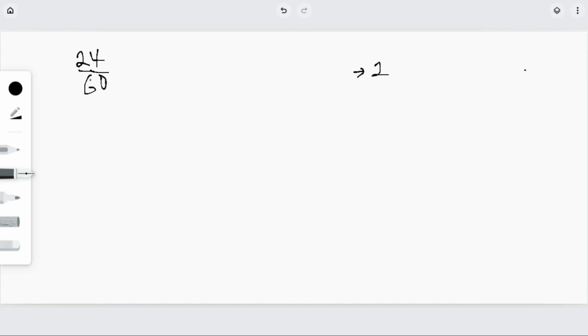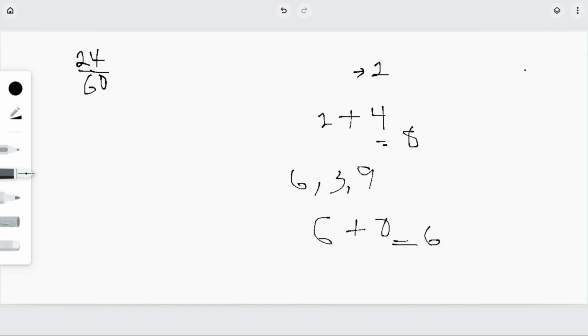But don't worry, let's check for 3. Let's check if 3 can go into 24 and if 3 can go into 60 without remainder. To test for 3, you add the digits: 2 plus 4 is 6. Because we do not get 3, 6, or 9... sorry, 2 plus 4 is 6, so 3 can go into 24. And 3 can go into 60 because 6 plus 0 is 6. But that's the main point here.